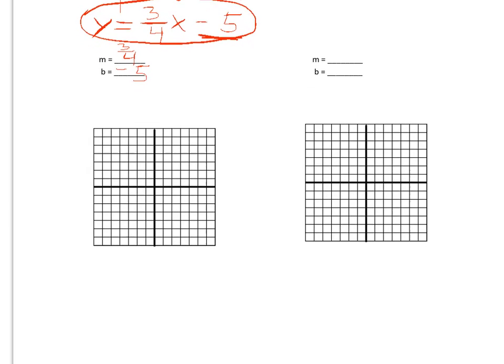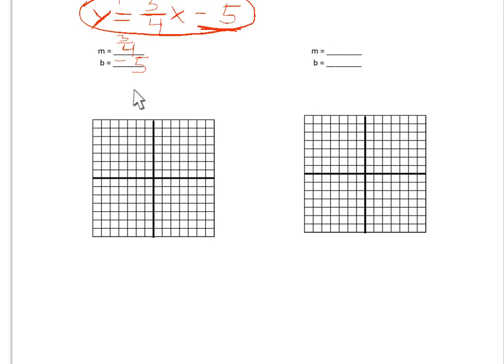Okay, so let's graph this. I'm going to begin at negative 5. So from the origin, I go down 1, 2, 3, 4, 5. So I plot this first point right there at negative 5. Okay, then I use the slope, right? 3/4. This means I go up 3 units and to the right 4 because they're both positive.